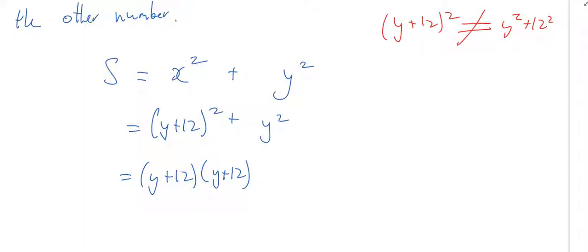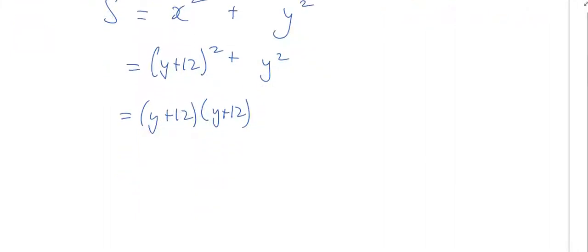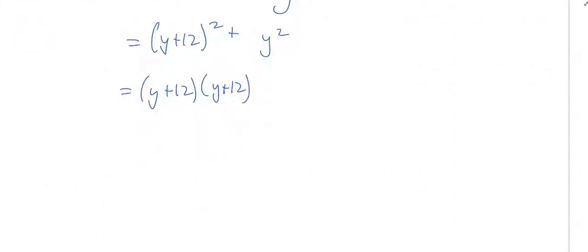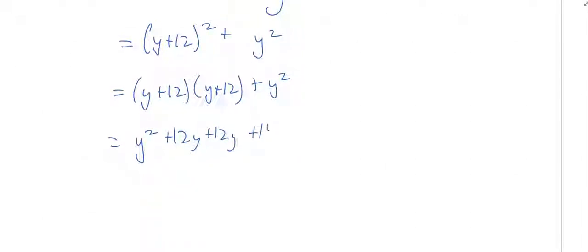It's y plus 12 times y plus 12, which is y times y, so y squared, y times 12, 12y, 12 times y, another 12y, and 12 times 12 is 144. And if you remember this pattern, we've started talking about it a fair bit over the last week or so, I get the 12s added together to give me the middle term and multiplied together to give me that third term.